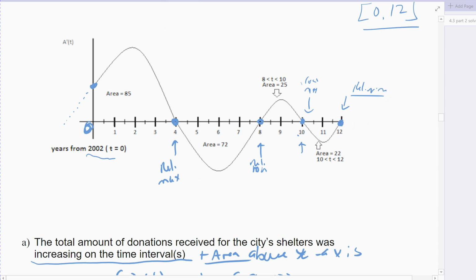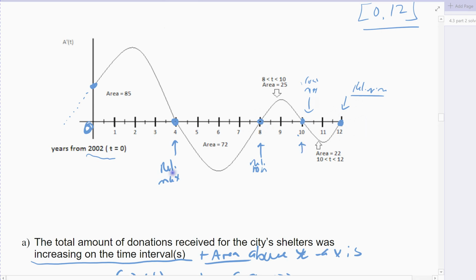And 4. So the two values I need to check, not 4, 8. 8 is the minimum. So the two values I would need to check are 8 and 12, right? 8 is a relative minimum. 12 is both a relative minimum and an endpoint, all right? The rest of them I don't need to worry about because they're maximums, right?